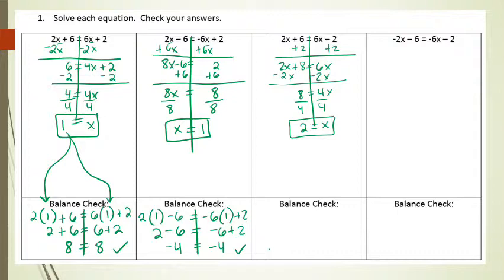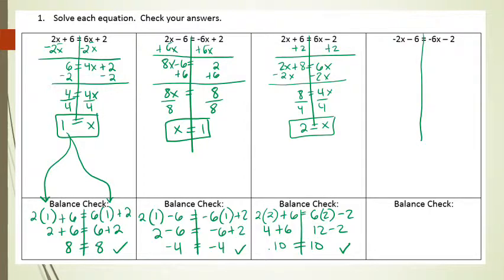So let's do a balance check to see that it works. 2 times 2 plus 6 equals 6 times 2 minus 2. So 2 times 2, we've got 4 plus 6. 6 times 2, we've got 12 minus 2. And each side I get 10. 10 equals 10. Check. We're done. Let's look at the last one in this column.